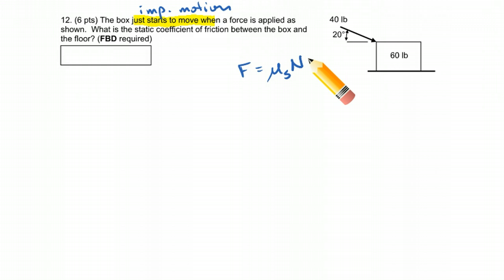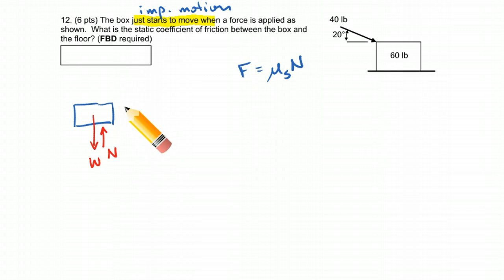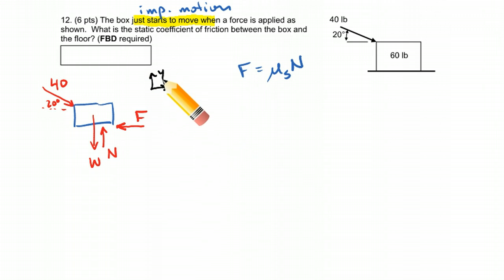Okay, so we are required to draw a free body diagram, so let's draw that real quickly here. There's our box, here are our forces: weight, normal force, and the angled force, 20 degrees. Okay, and friction is going to be opposing that. And we'll use x and y.